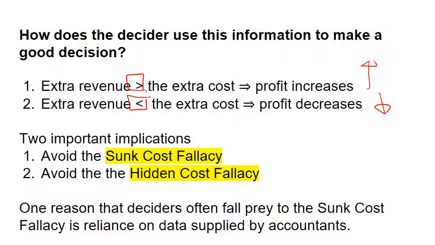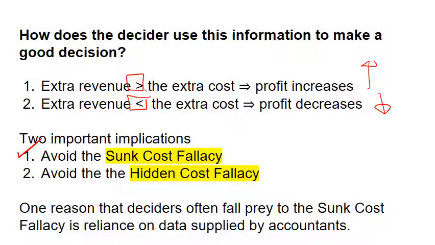So the logic is: determine extra revenue and extra cost, undertake the action when the extra revenue is greater than the extra cost, and avoid it otherwise. This guide has two important implications. The first is that the decider should avoid the sunk cost fallacy. The other is to avoid the hidden cost fallacy.